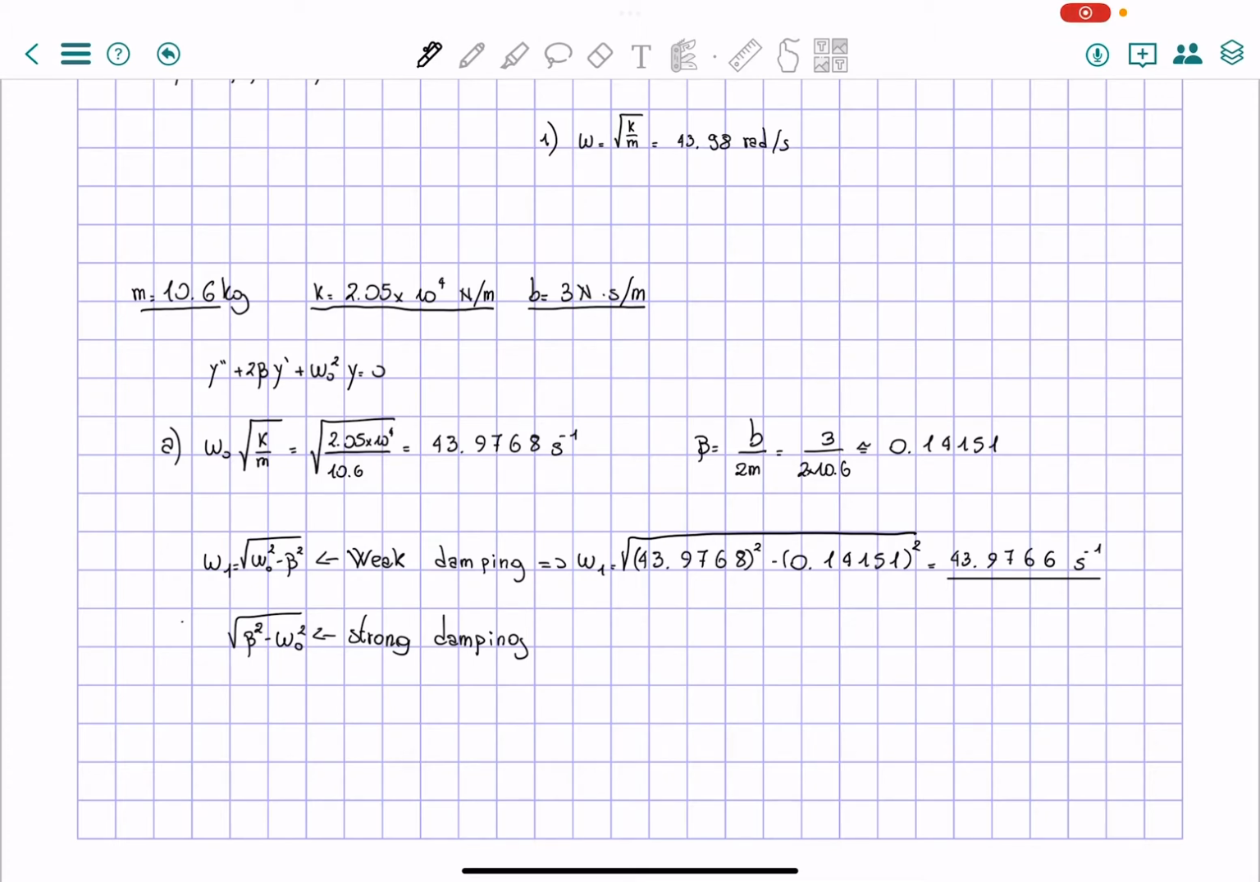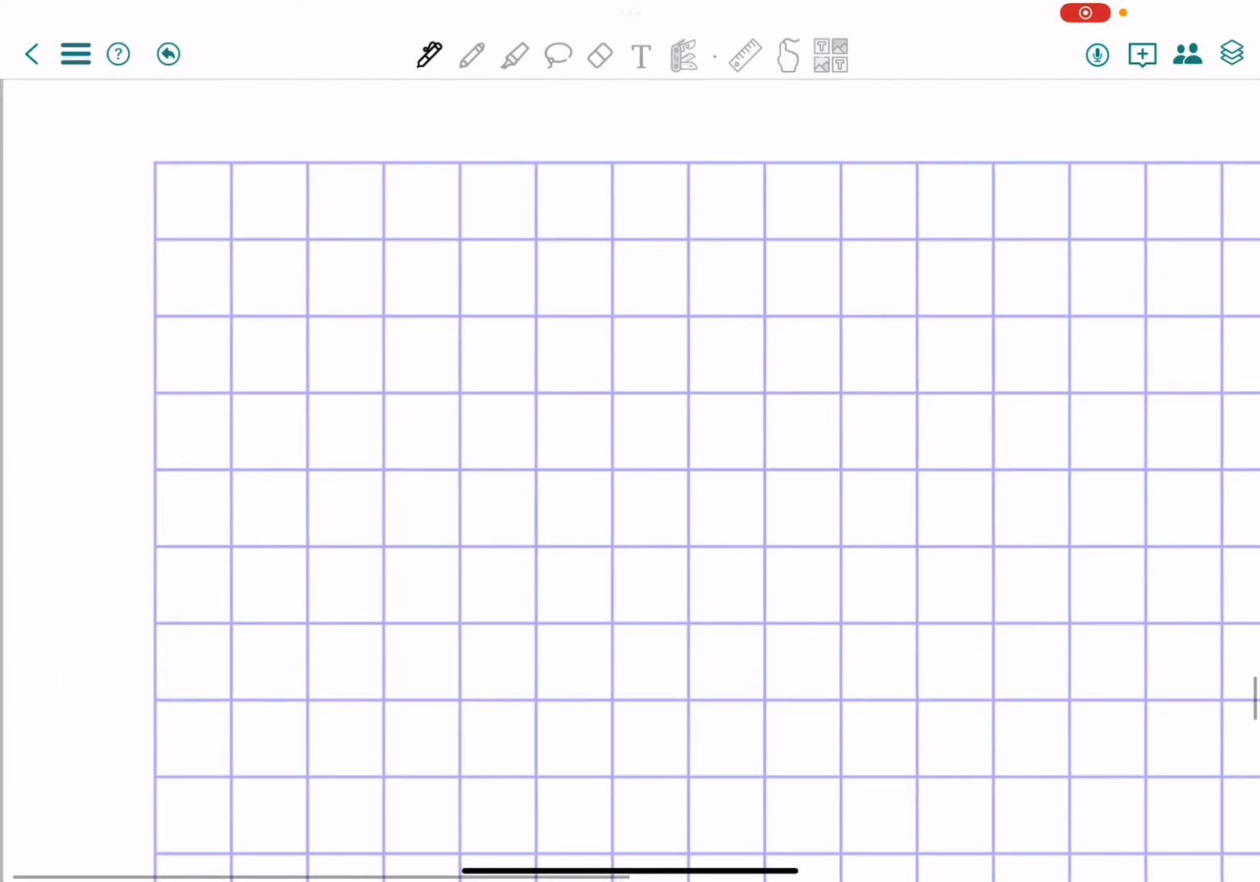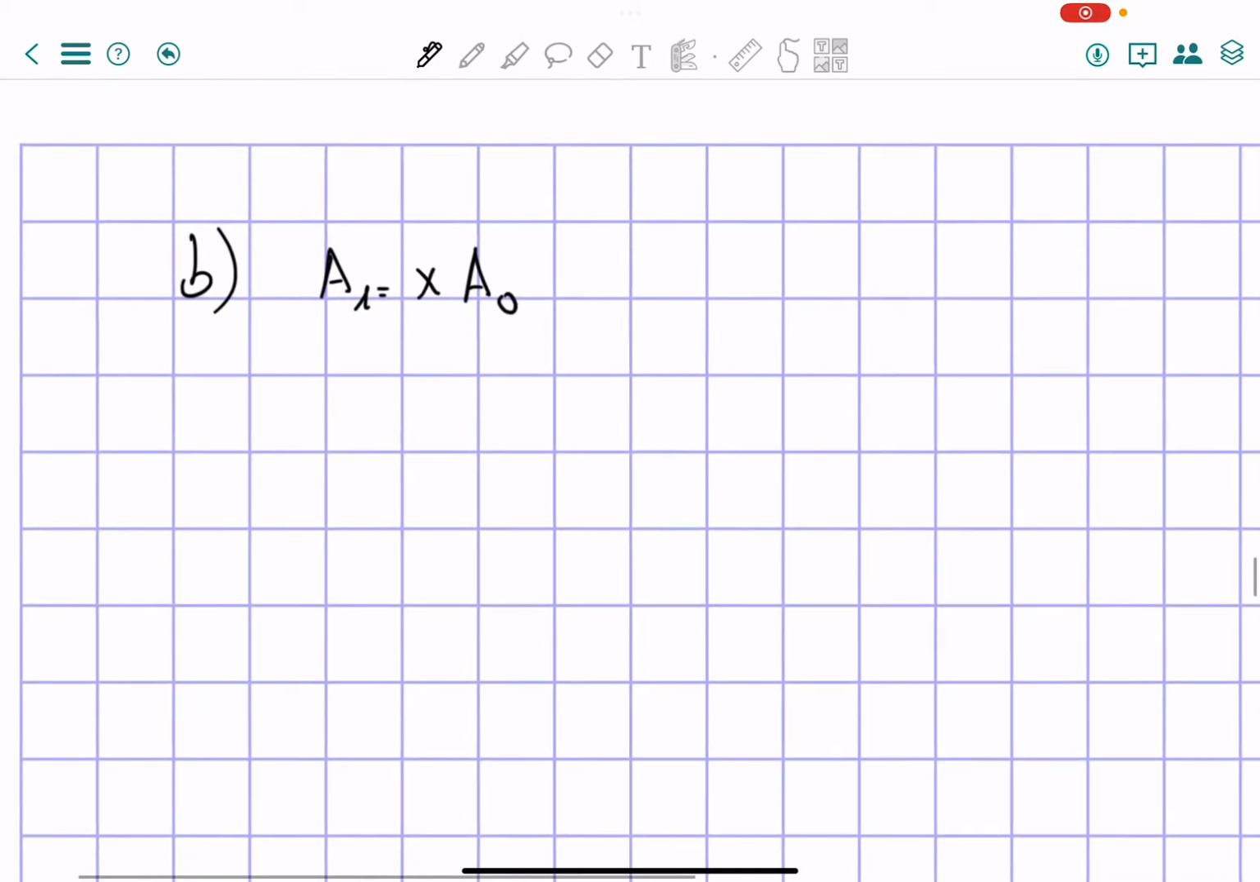The second question is, by what percentage does the amplitude change? So we can say A1 is equal to a factor, let's call it X, times A naught. So what I want to find is by how much does the oscillation change? Well, let's look.